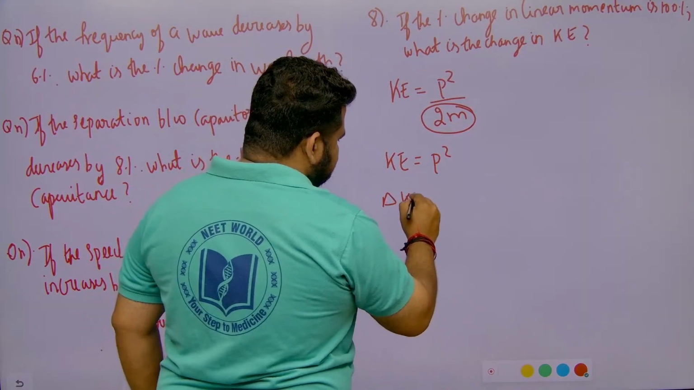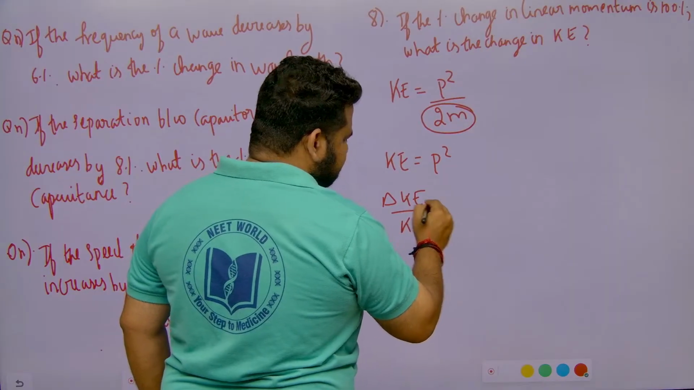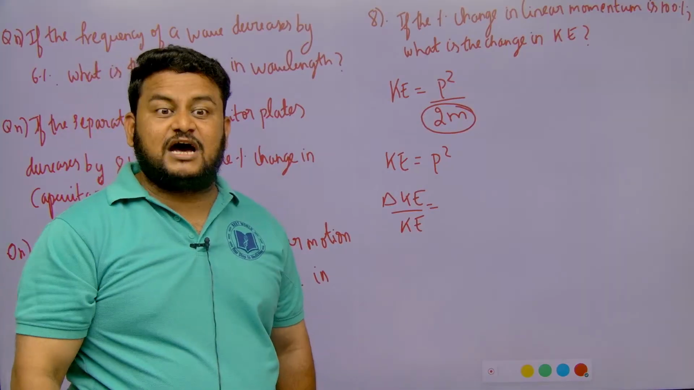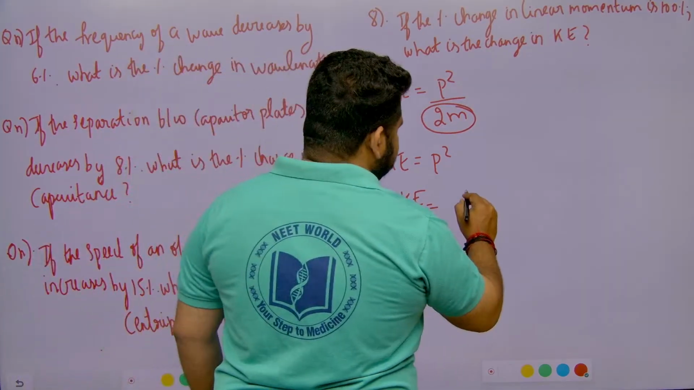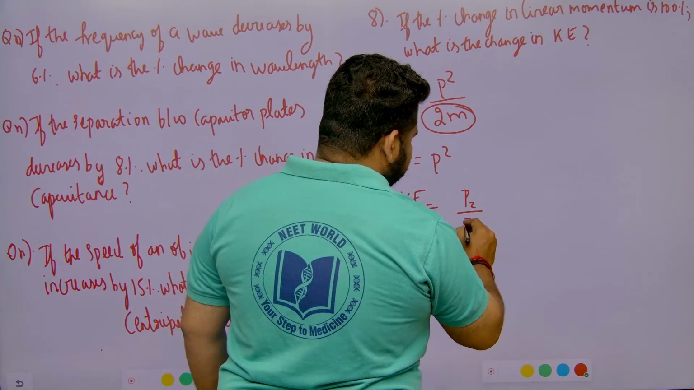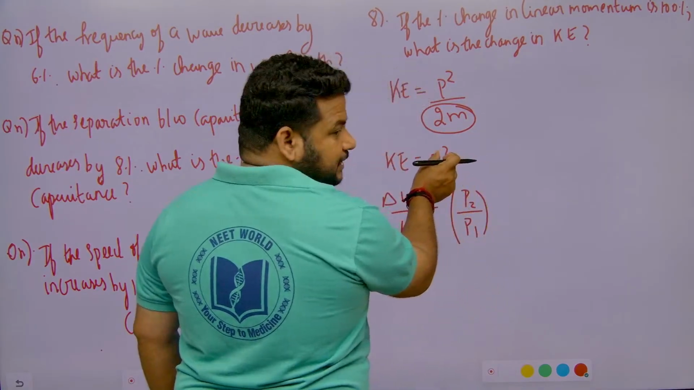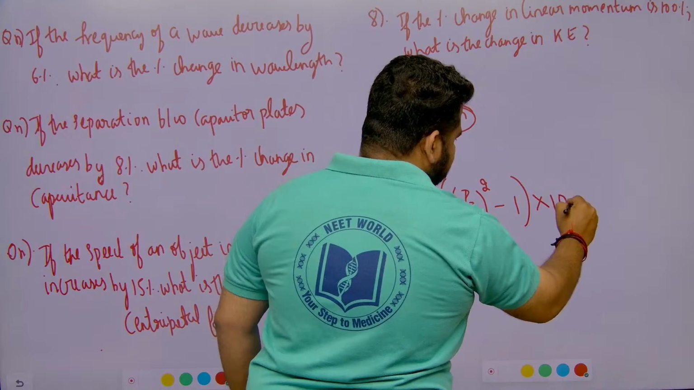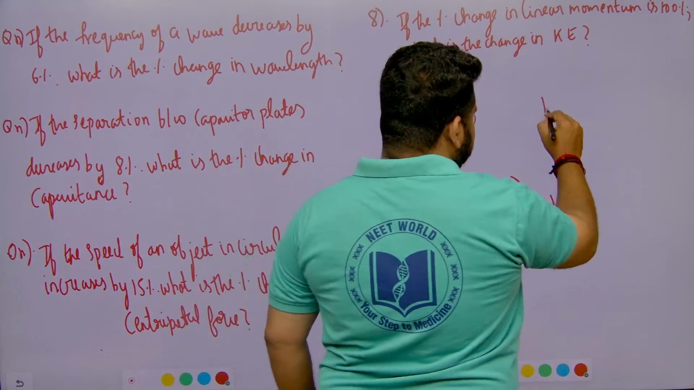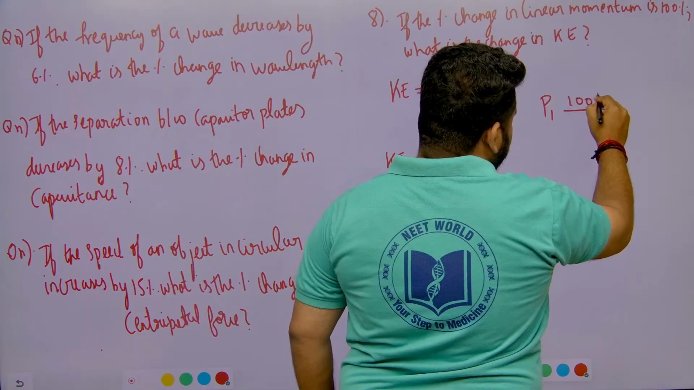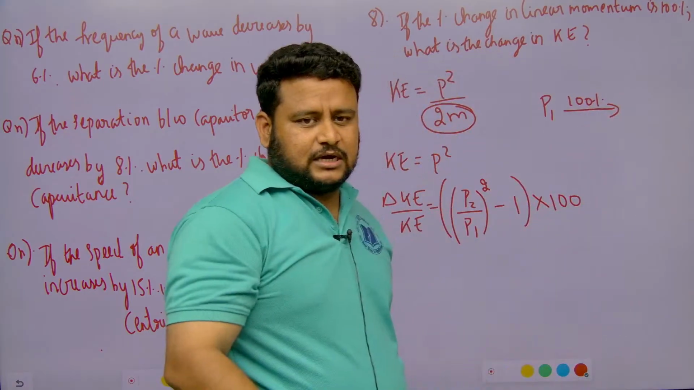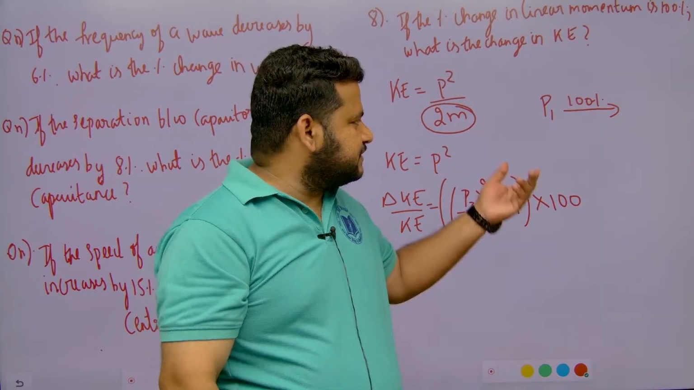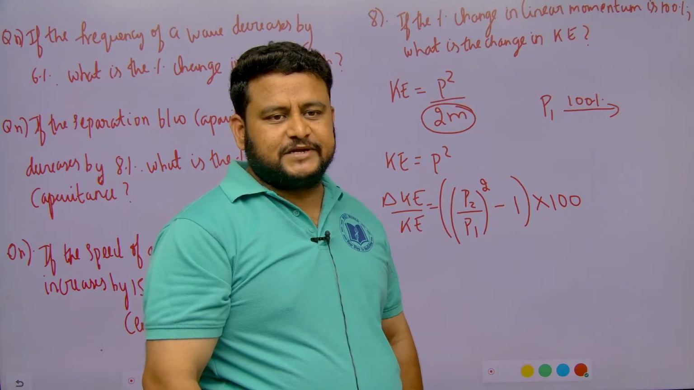Since the change is large, 100%, we have to use the formula for large percentage change: (P2 by P1) whole to the power of 2, minus 1, into 100. For a 17% increase, 100 plus 17 is 117%, so you write 1.17. For a 100% increase, 100 plus 100 is 200%, so you write 2.